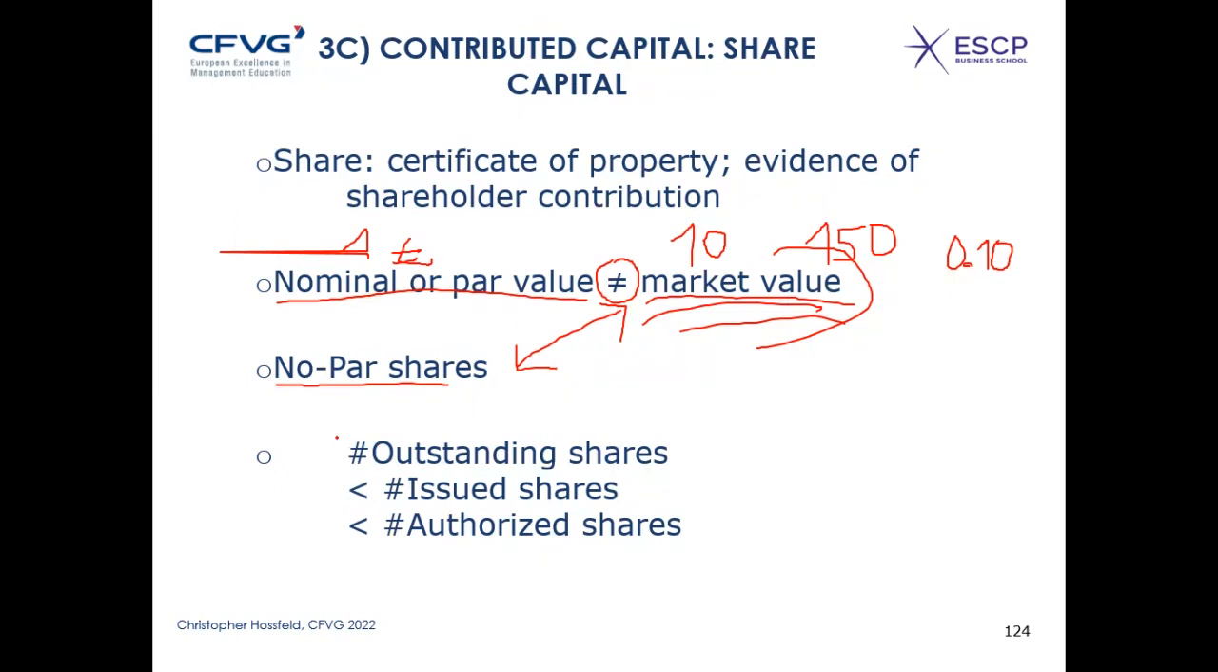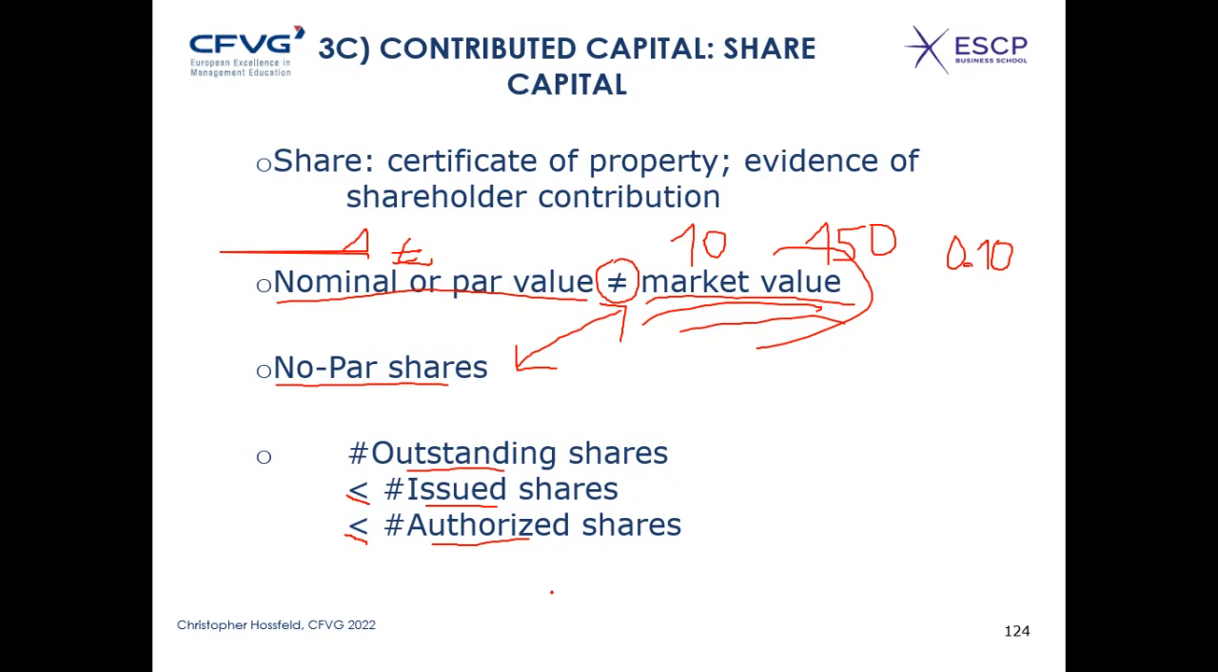So here we have the difference between the number of outstanding shares, the number of issued shares, and the number of authorized shares. And what does it say? Well, the number of outstanding shares can be smaller or equal, of course, to the number of issued shares, and the number of issued shares can be smaller or equal to the number of authorized shares. Okay, therefore now my question to you, what may be the difference between the number of outstanding shares and the number of issued shares?